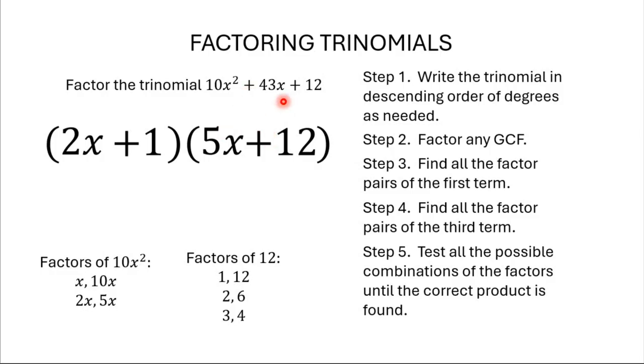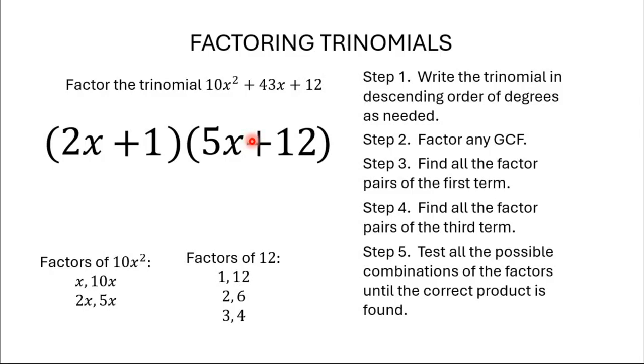So whenever the constant is a positive number, you know you're going to be using the same sign in both parentheses. And the sign of the linear term, the second term, is the sign you're going to use in both parentheses. So in this case, I'm using the same sign.